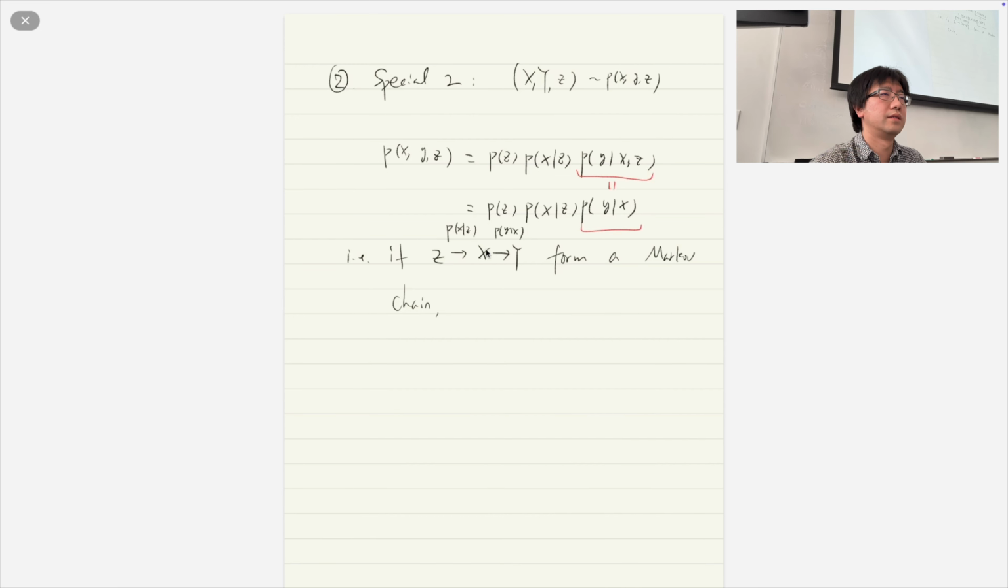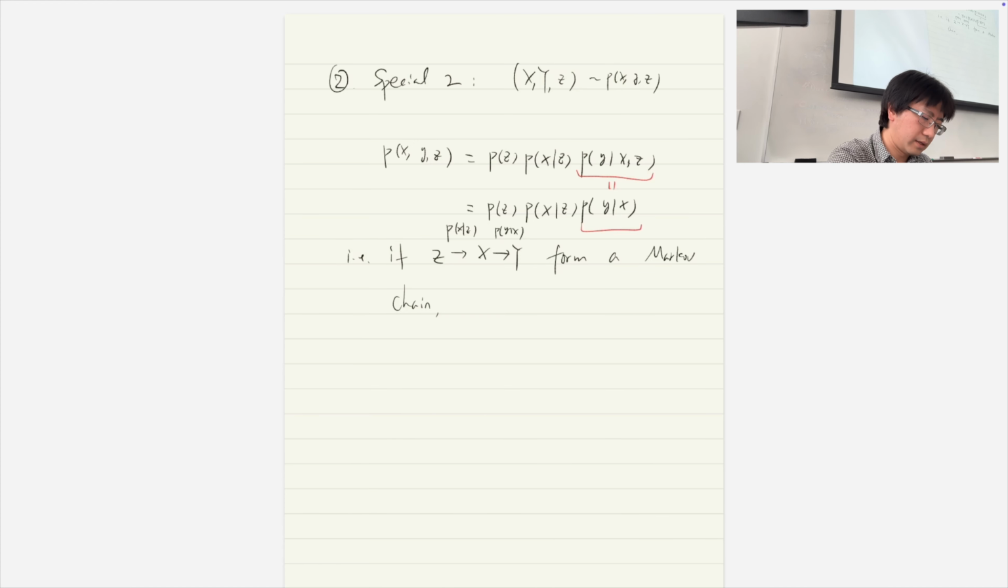If x depends on z and y depends on x, how can y not depend on z? Yes, y depends on z. It just means that if you know x, then y and z are not dependent anymore. So x has enough information about z. Y and z are dependent for sure, but given x, y and z are independent. You don't learn anything more from knowing z once you know x. Maybe I'll write it down.